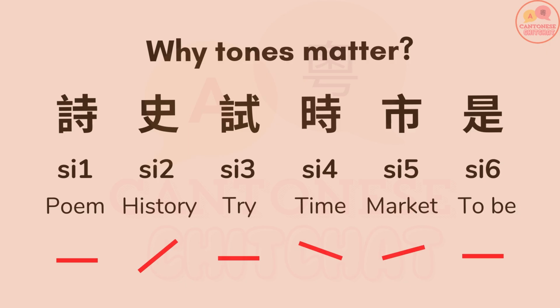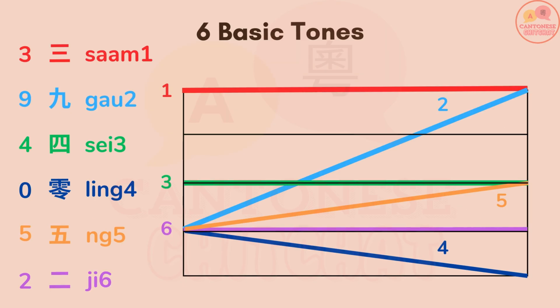Why tones matter in Cantonese? Because the same sound with a different tone can have a completely different meaning. Good pronunciation means speaking with correct tones and sounds. That's why learning the correct tones is so important, because it helps people to understand you clearly. For example, here, we have 6 tones, 6 words, and 6 completely different meanings, even though they all sound like the letter C. We can also practice tones by saying these numbers.